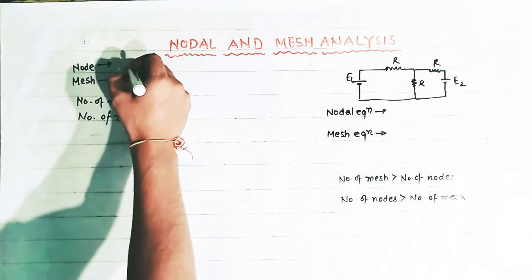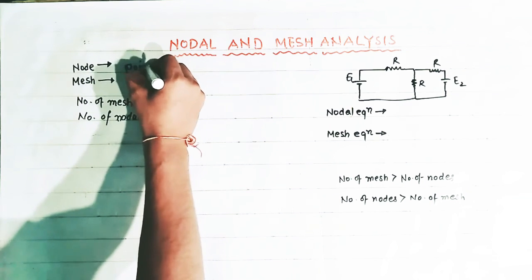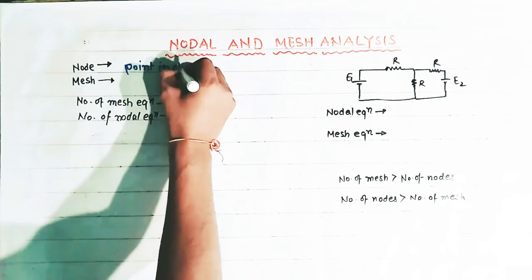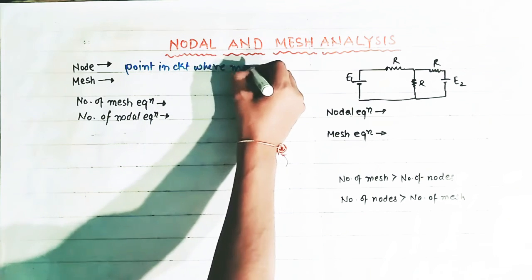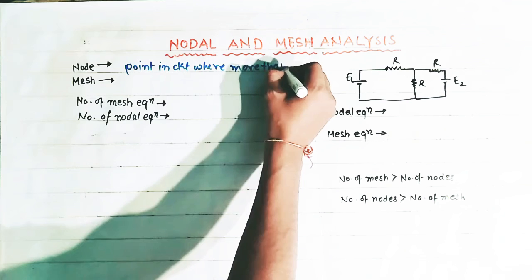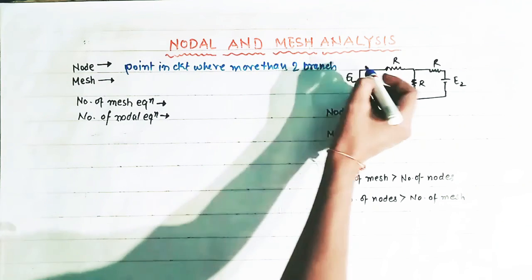So we can write: node is a point in a circuit where more than two branches meet.